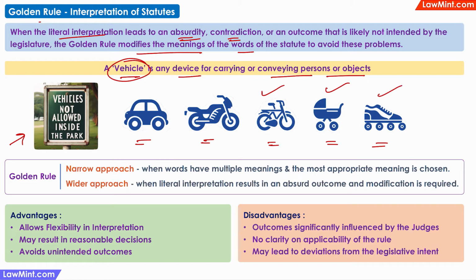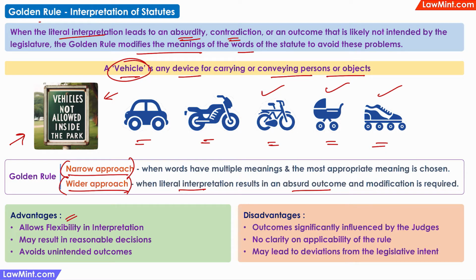Now the golden rule has two approaches, a narrow approach and a wider approach. If the literal interpretation of the statute is too wide, like in this example where the literal interpretation of the word vehicle is becoming too wide to include things that were probably not intended by the legislature, then the judge can take a narrow approach and reduce the scope of the words used in the statute. Or if the literal interpretation is leading to an absurd outcome, then the court can take a wider interpretation to make the law more meaningful by increasing the scope of the words.